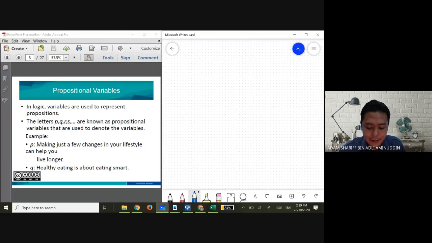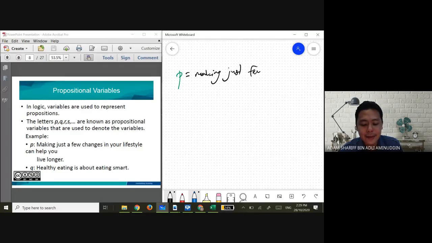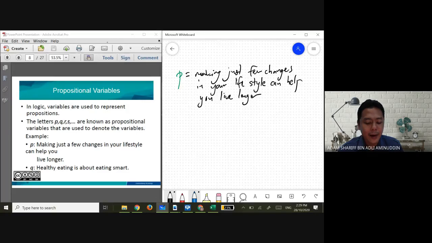P, dia tulis kat sini. P, making just a few changes in your lifestyle can help you live longer. Panjang ya contoh ni. Whereas another proposition is Q: healthy eating is about eating smart.